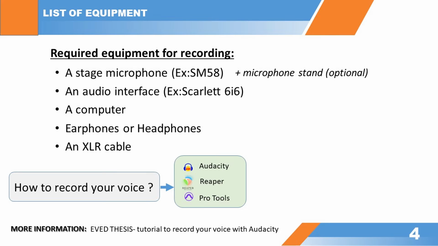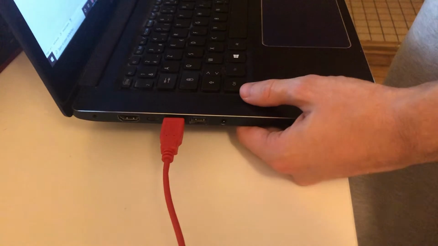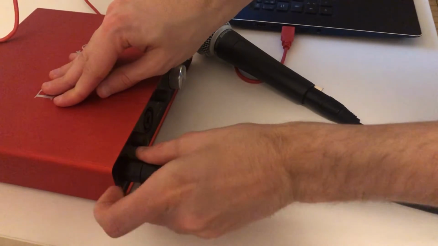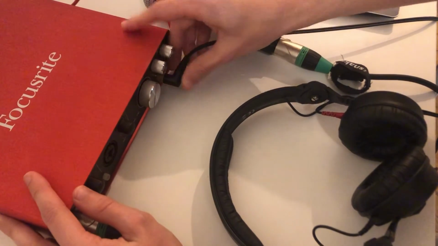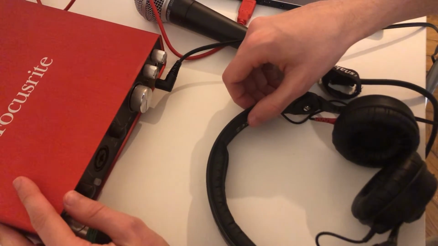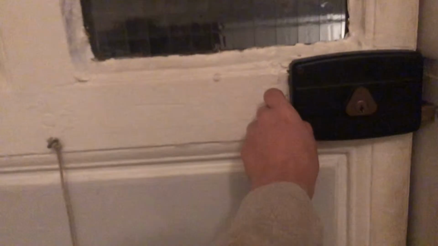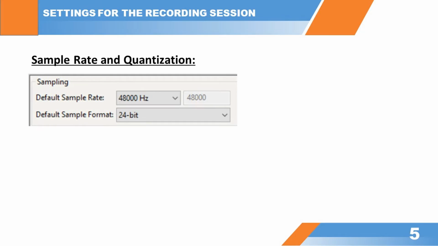First, make the necessary connections to be able to record your voice, so connect the audio interface to your computer, the XLR cable to your microphone and to your audio interface, and finally, your headphones to your audio interface. Then, ask your neighbors nicely if they will let you yell like a dying pig for about half an hour. Make sure that you set the sample rate of your session, as well as the quantization, to 48 kHz and 24 bits, respectively.